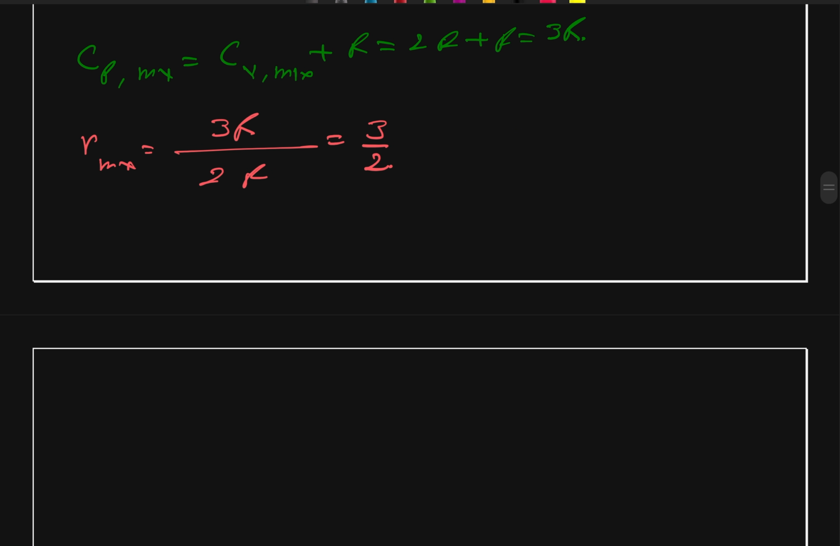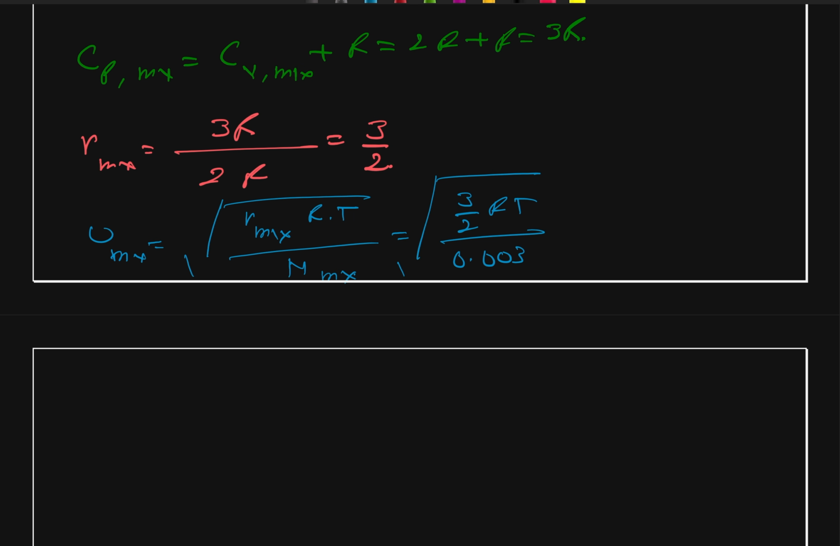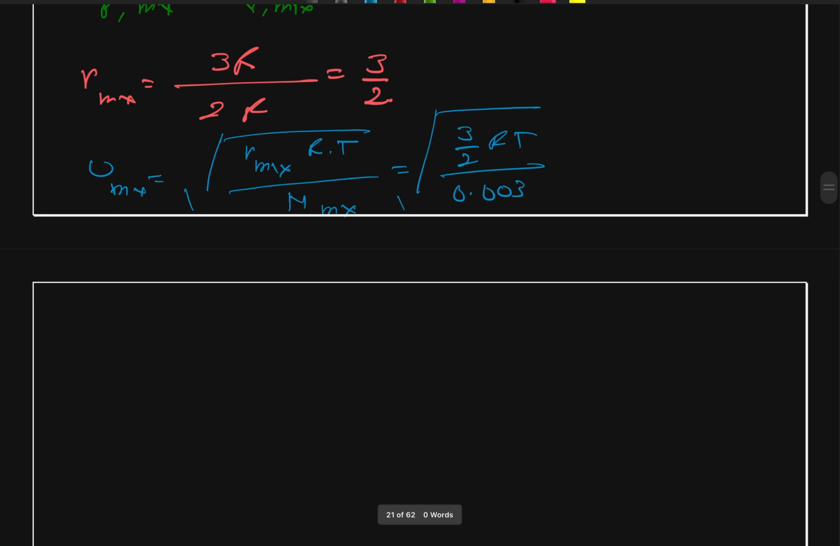Therefore the velocity for our mix will be equal to the square root of the adiabatic index for our mix times R times T, divided by the molar mass of our mix, which gives us the square root of 3 by 2 RT over 0.003. Now we just need to find the ratio.